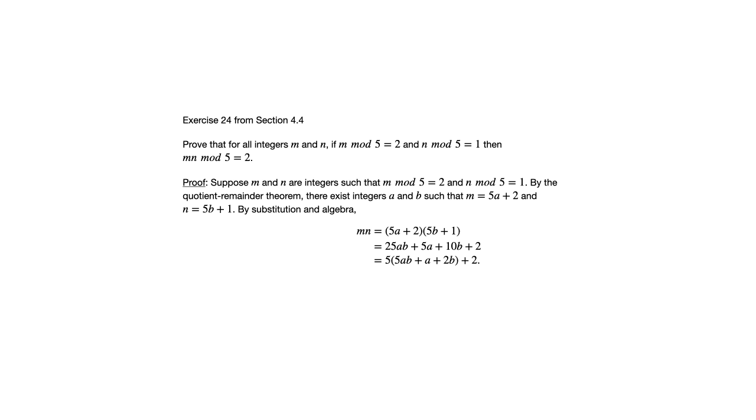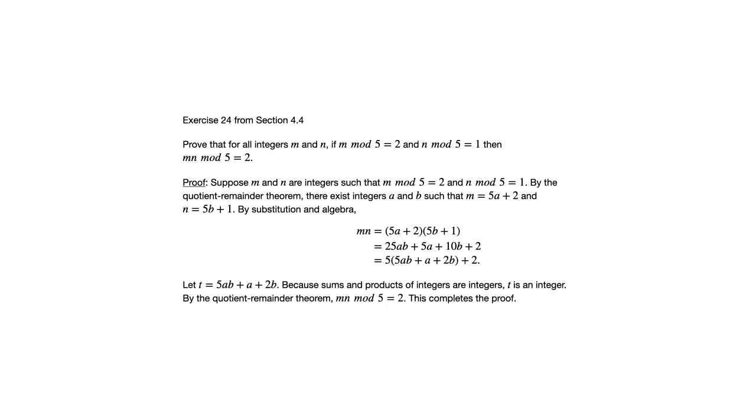Now there's a reason we want to express it in that form, which is that we're trying to prove that mn mod 5 equals 2. So we want to see something of the form 5 times an integer plus 2. So what's left to do here is just to explain why that expression in parentheses is an integer. And the reason for that is we know that sums and products of integers are integers. And so the quotient remainder theorem tells us that, yes, we've shown that mn mod 5 equals 2. So that completes the proof.